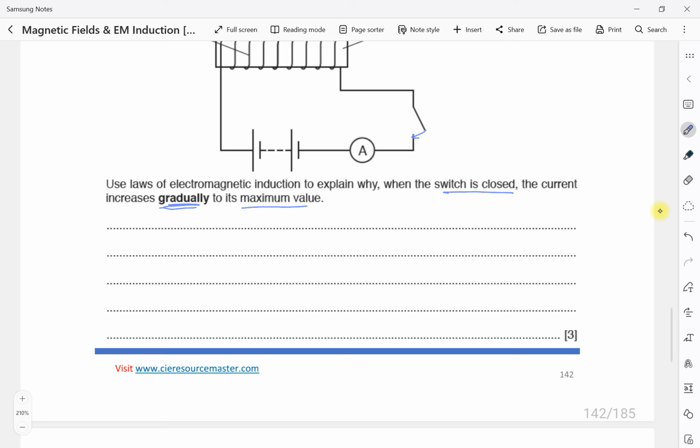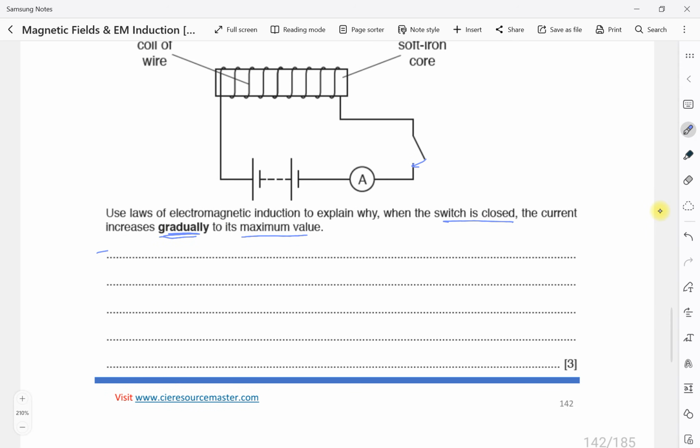When the switch is closed, of course, by Faraday's law, there's a change in magnetic field from 0 to a certain value because the current is going to be flowing. And by Faraday's law, an e.m.f is going to be induced. But the induced e.m.f tends to oppose the change producing it. That is in accordance with Lenz's law. Therefore, the induced e.m.f opposes the battery e.m.f, thereby preventing the current from growing rapidly.